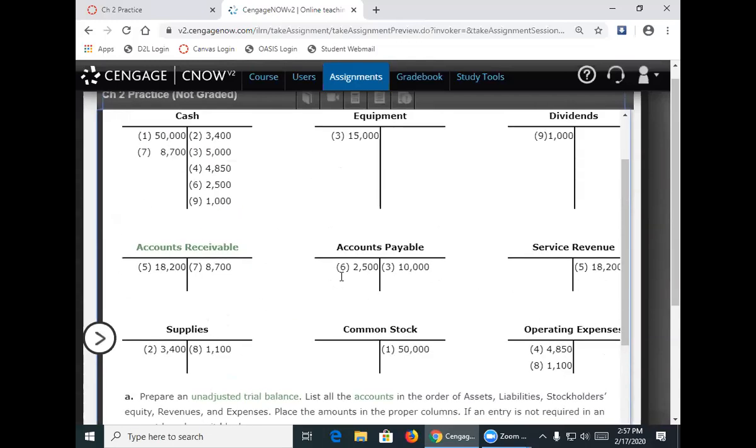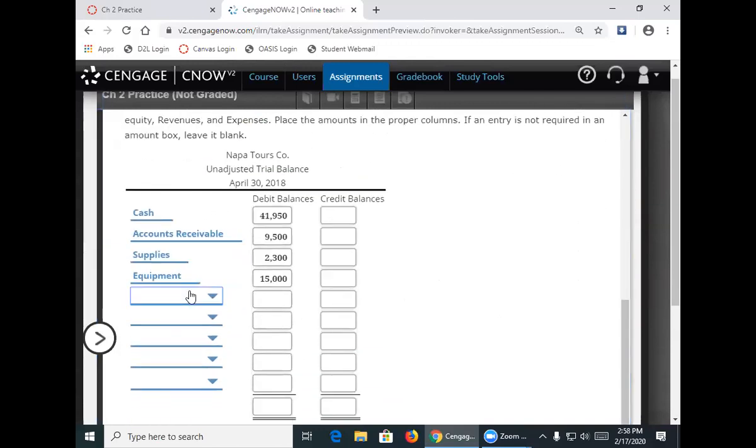Let's see, after that, we have accounts payable. Credit balance is 7,500. Very good. Accounts payable increases on the credit side, and the credit is greater than the debit. So 10,000 minus 2,500, 7,500 credit. So accounts payable, 7,500 credit. The balance should always be on the bigger number side.